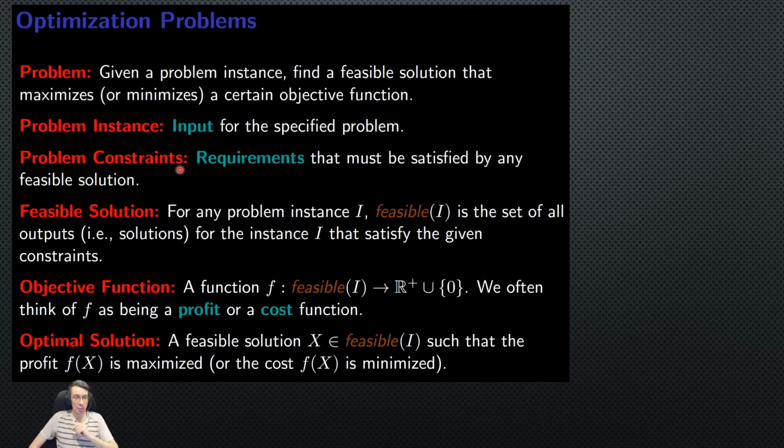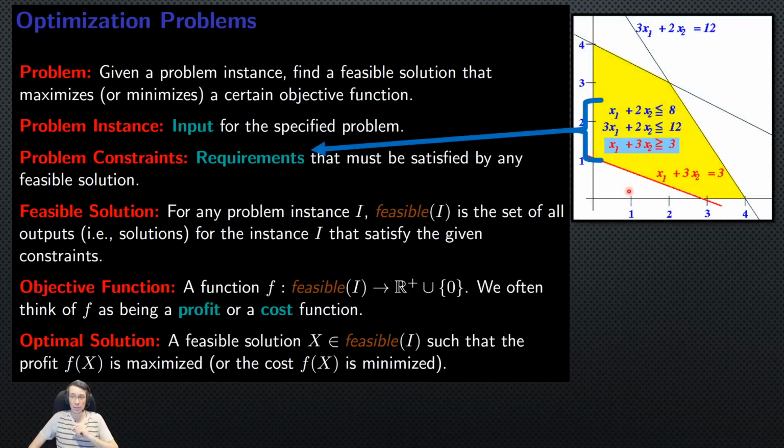So we know what a problem instance is. Let's describe what problem constraints are with a little example here. So suppose we have some two-dimensional problem that we're trying to solve. We're trying to optimize some function of two variables, x1 and x2, and we can draw axes for these two variables, the x1 axis on the bottom and the x2 axis going up vertically. And constraints, in this case, this is a linear program.